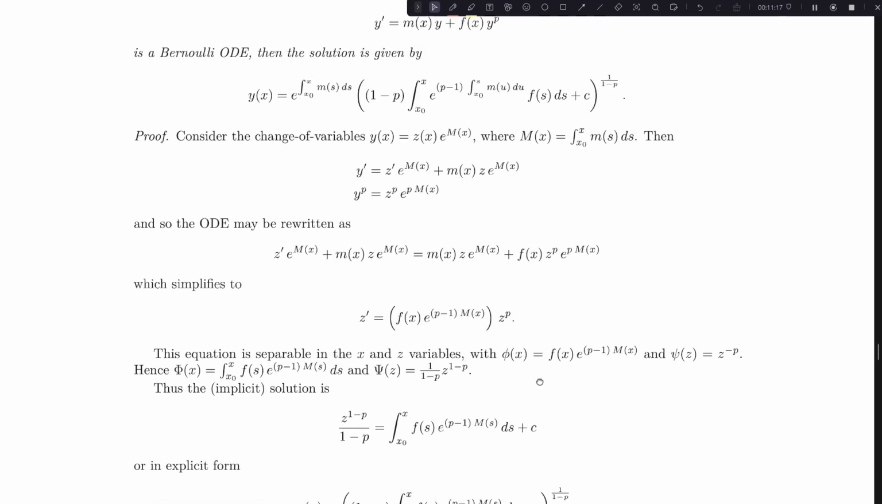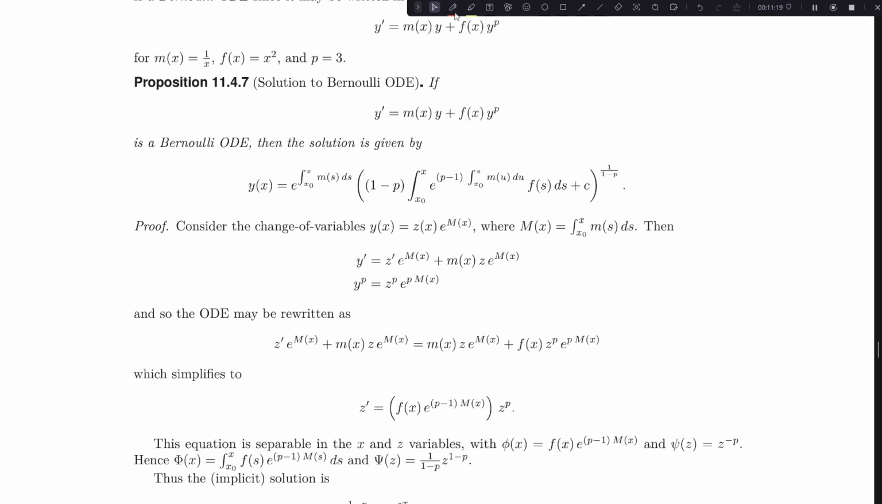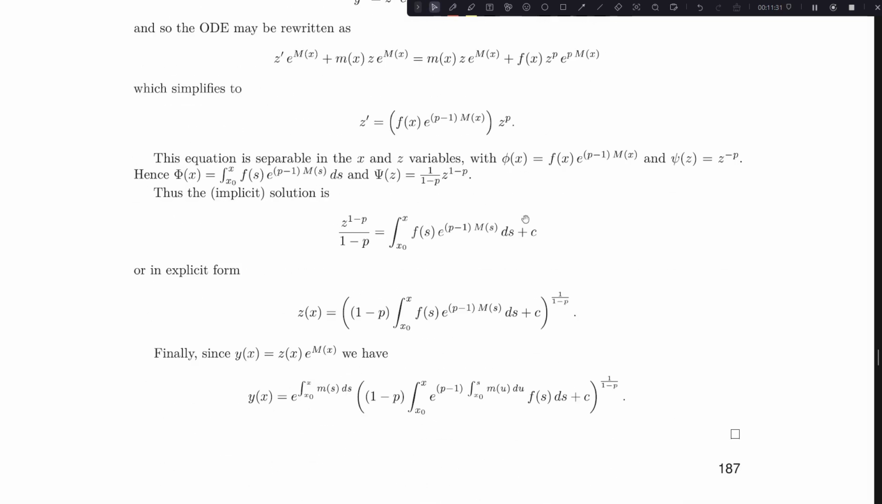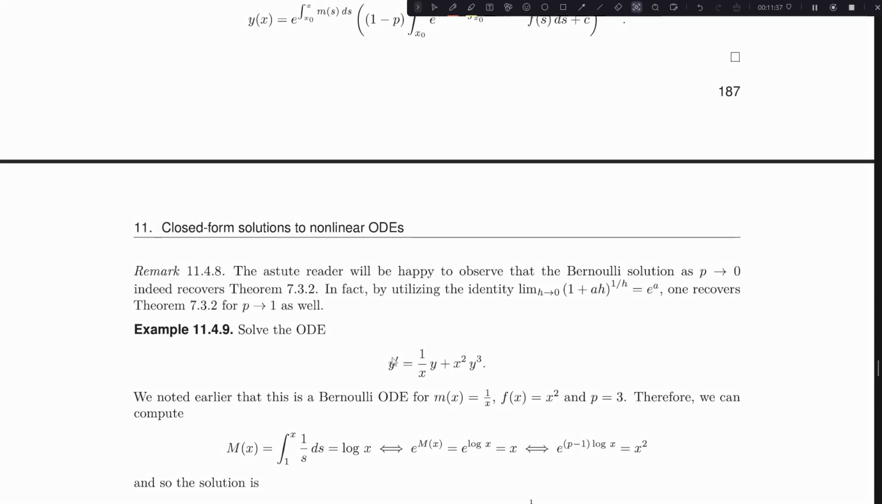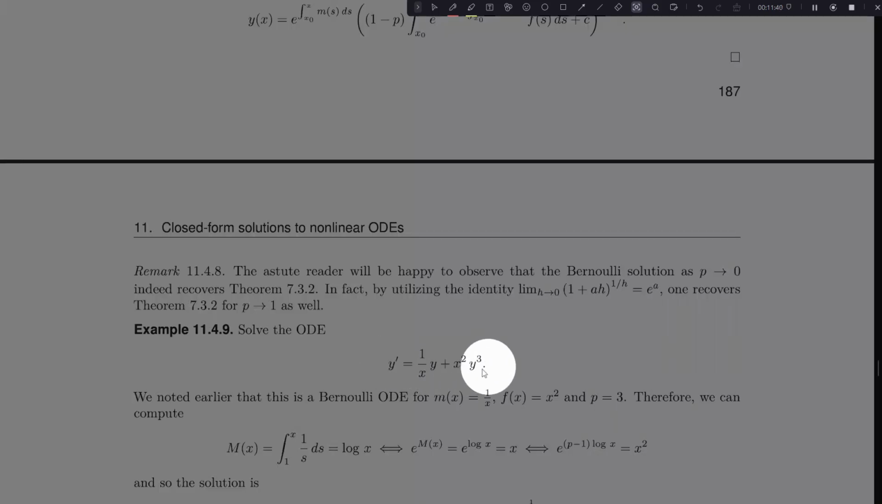In fact, something that the next remark touches on is, it's not quite clear, but even as p goes to 1, that turns into 0, that turns into 0, and that turns into infinity, you do also technically recover the linear solution to this ODE. So that's kind of a fun thing to think about.